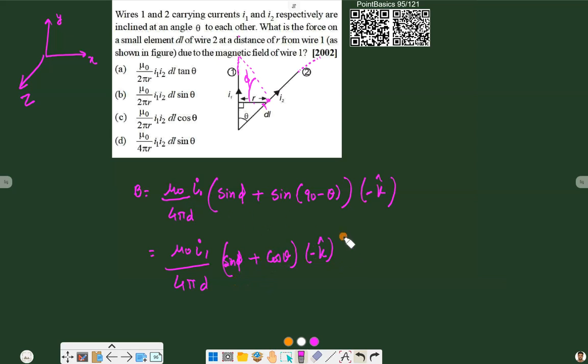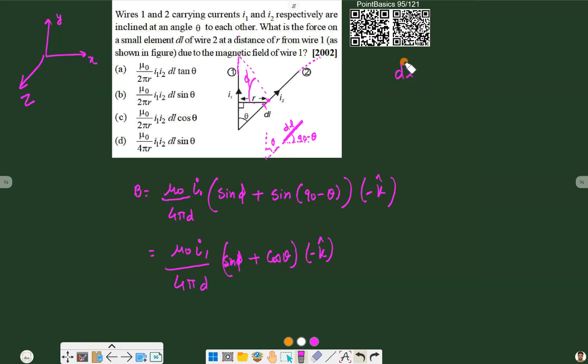Now we have the value of the magnetic field. Now coming to this dl part. Our dl is something like this. This small element makes an angle theta with the vertical, so this angle will be 90 minus theta, and this element length is dl. We can break this element length dl into its x component and y component.